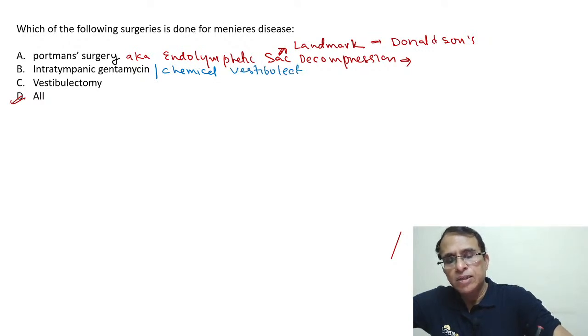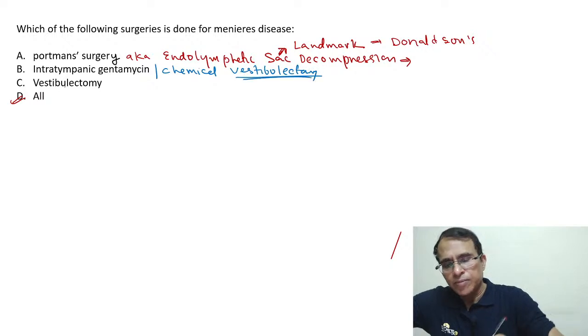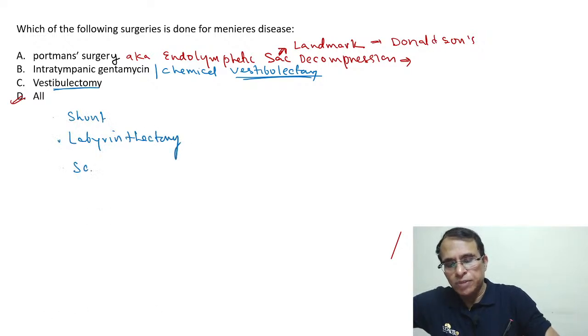So obviously vestibulectomy can be done, and somebody says besides all the surgery we can do shunt surgery, we can do labyrinthectomy, and there is sacculotomy surgery.